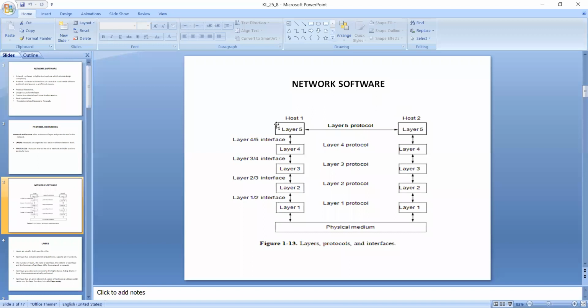So here host 1 consists of 5 layers and host 2 consists of 5 layers. These 5 layers are nothing but the networks which are organized in the form of a stack. And look at here: layer 5 communicates with layer 5 in host 2 through a protocol. We will discuss what a layer is and what a protocol is in detail.